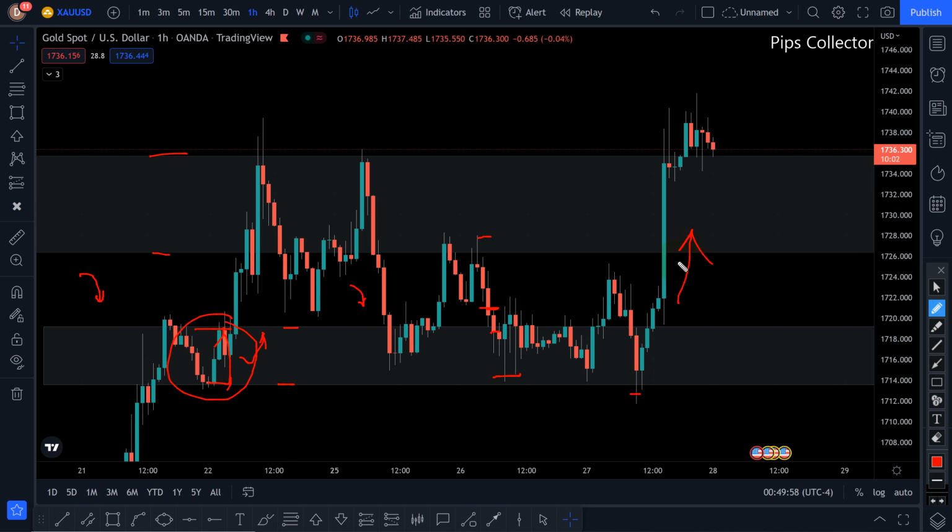I heard someone say this before. Many people, not just one person, said fundamentals tend to respect technicals. If you know how to read technicals, you'll be able to anticipate fundamentals. KJ just said it. Pips Collector just said it. I just said it. And I am KJ.